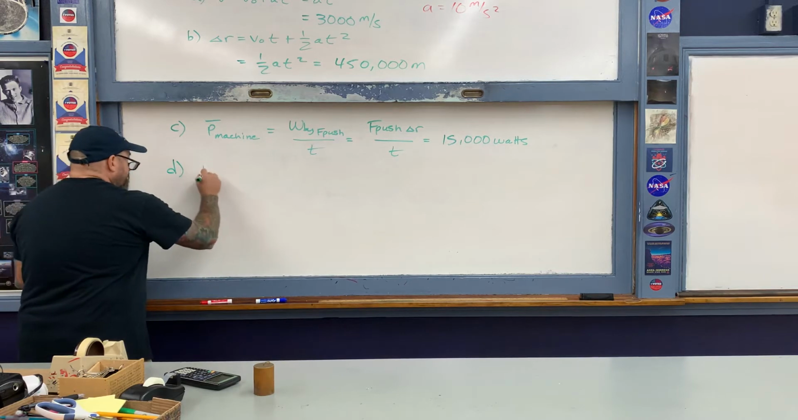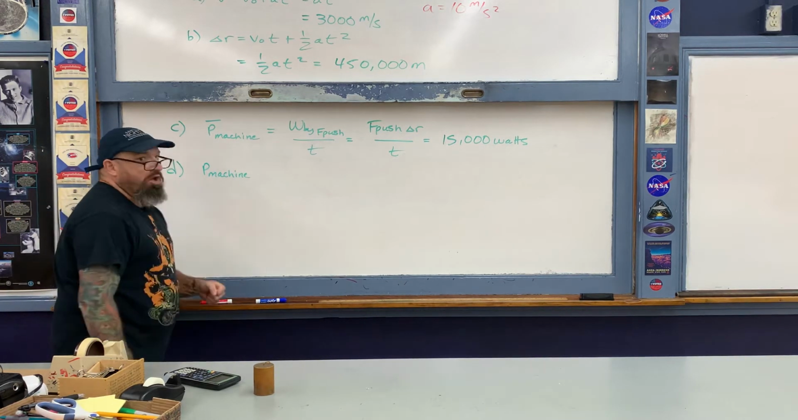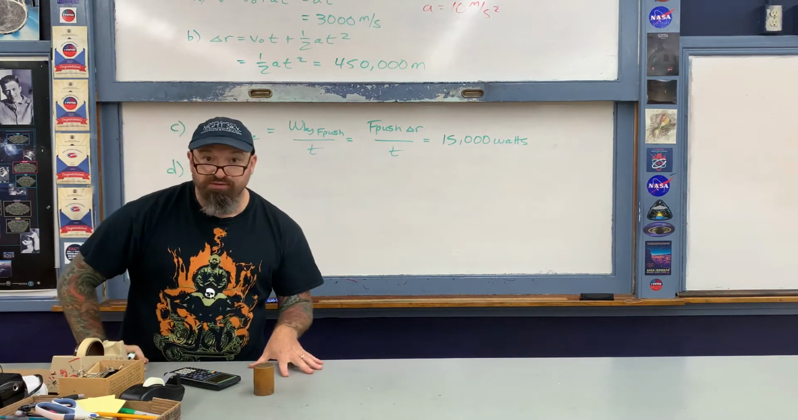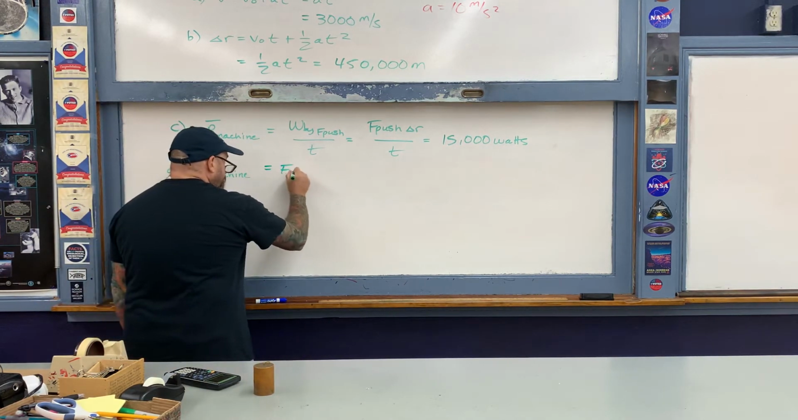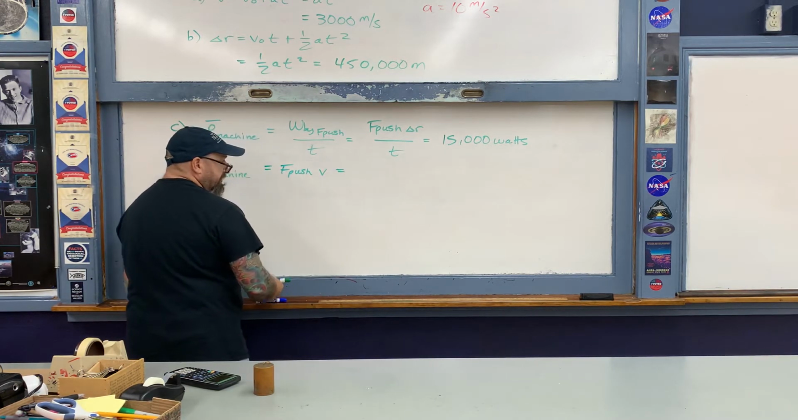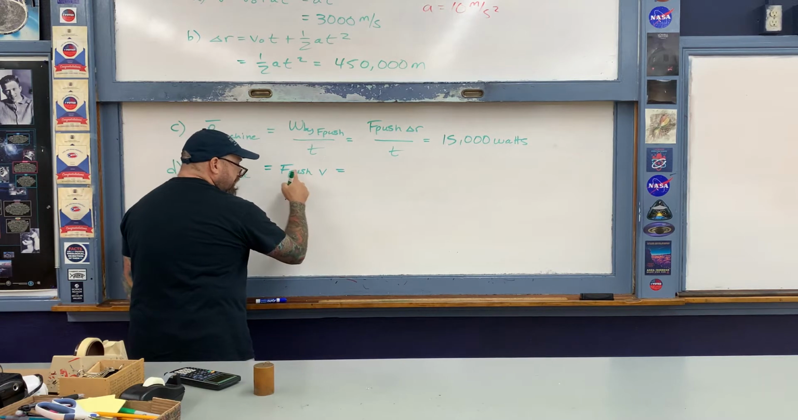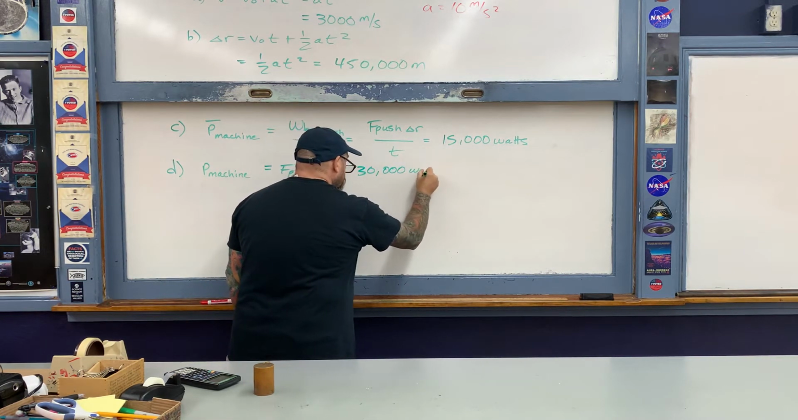Okay, in part D of the problem, we're calculating the instantaneous power output of the machine when the object is moving at a speed of 3,000 meters per second. So this is going to be equal to F push, and then multiplied by our speed V of 3,000 meters per second. 3,000 meters per second times 10 newtons is 30,000 watts.